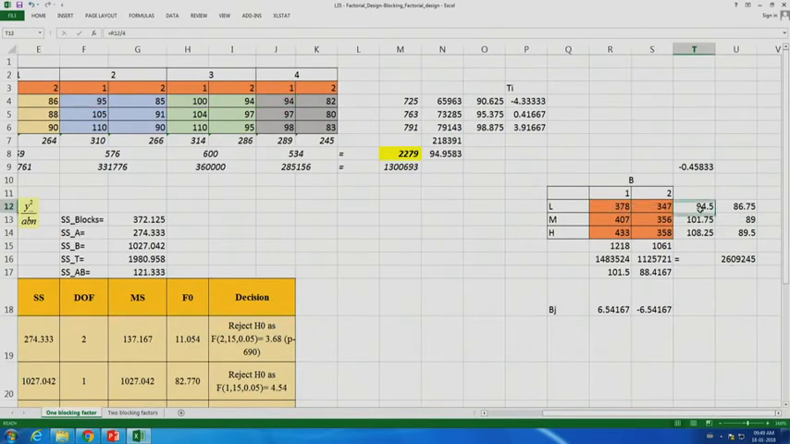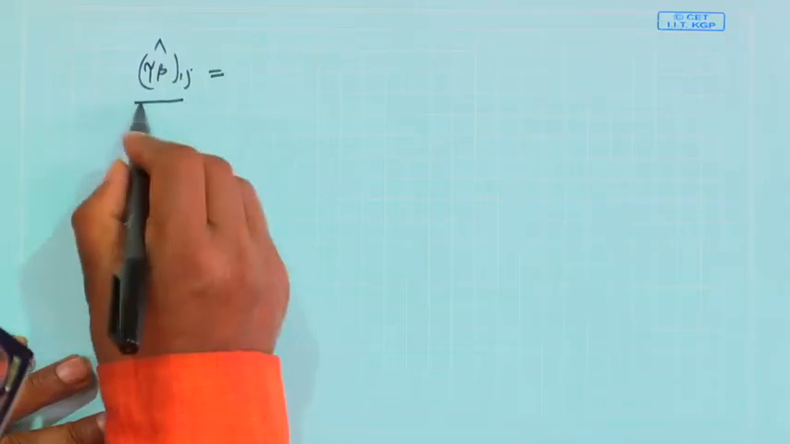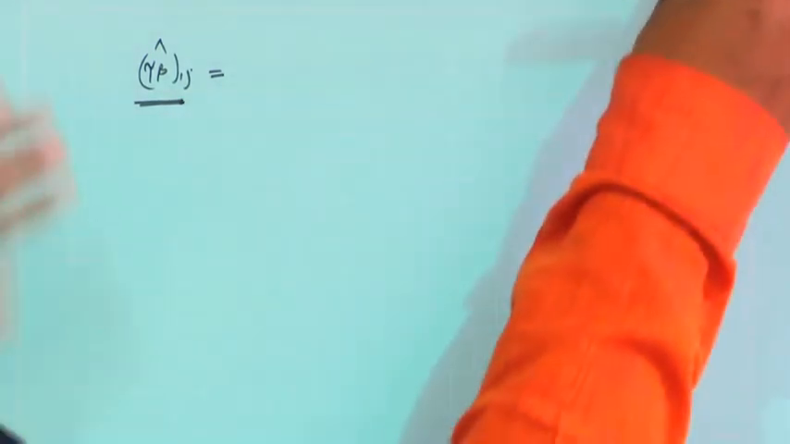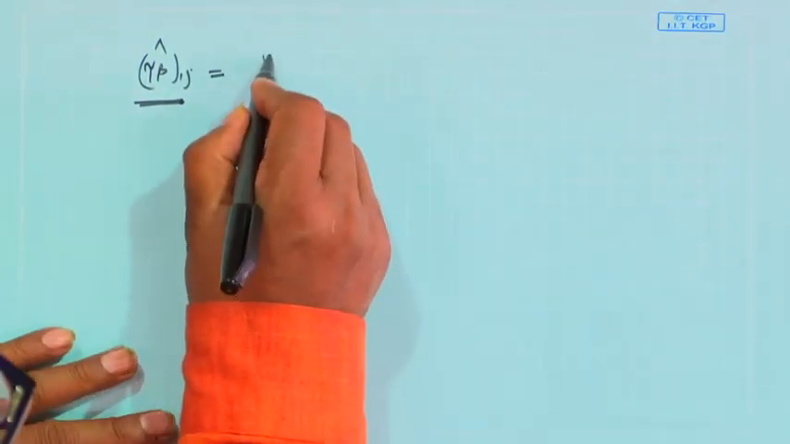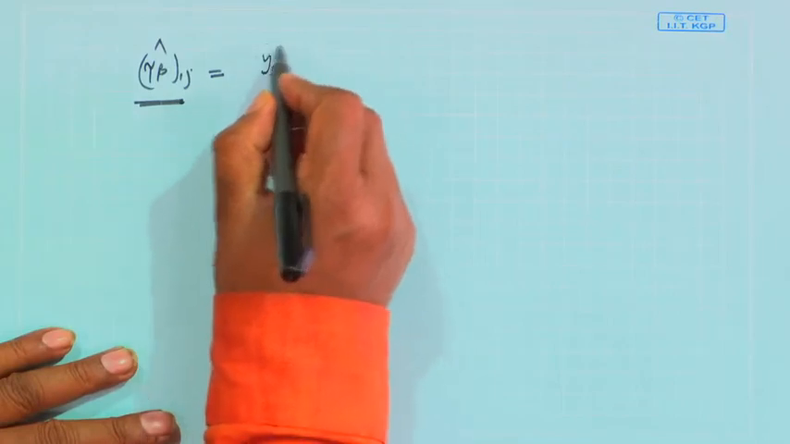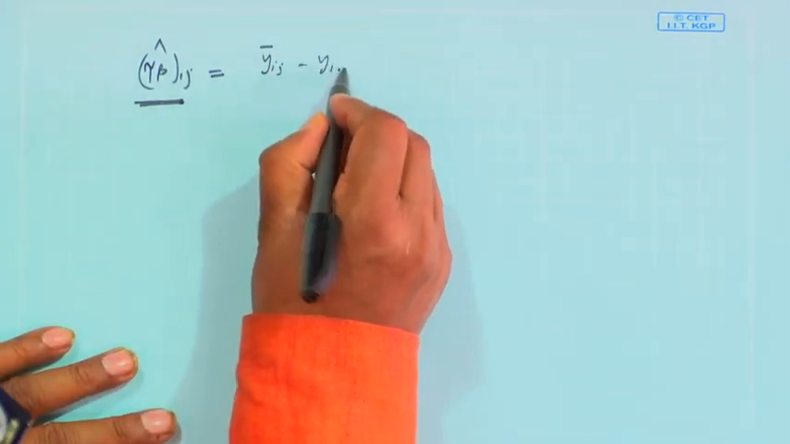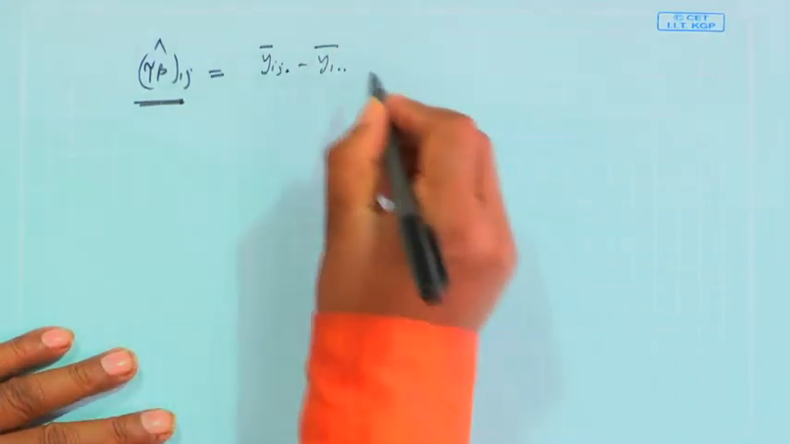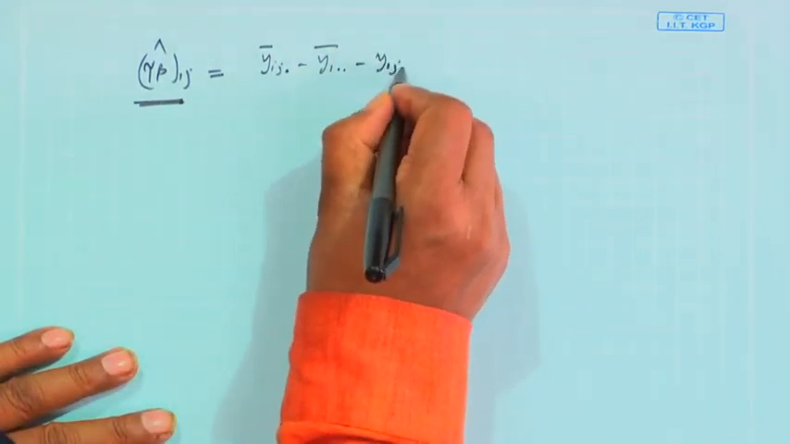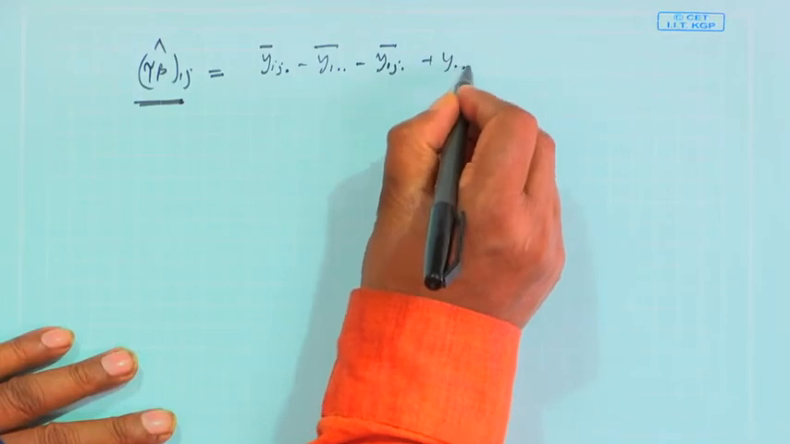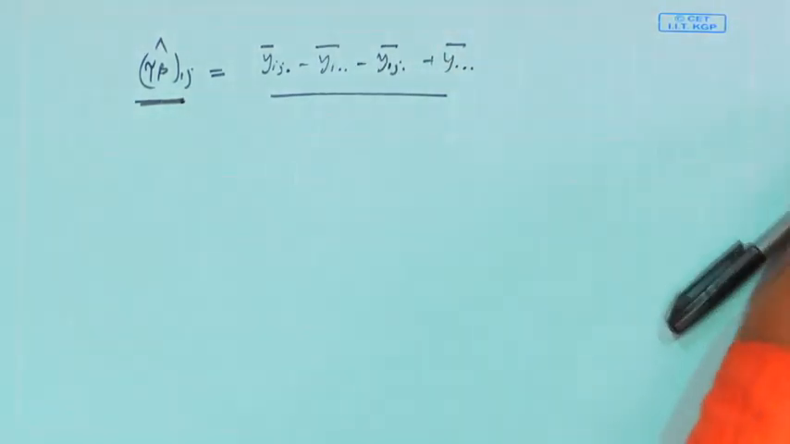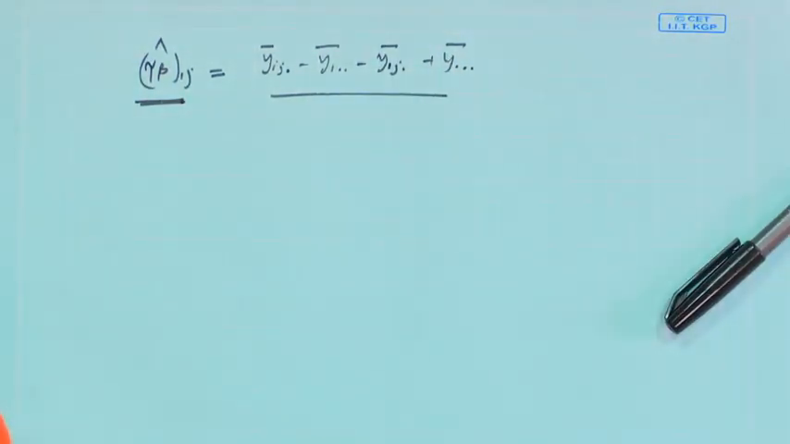Divided by 4 is this, which is correct. Now, we are interested to find out the average estimate of this. So, the formula is y_ij bar minus y_i dot bar minus y dot j dot bar plus y dot dot bar. Okay. So, that means we have used the wrong formula here.